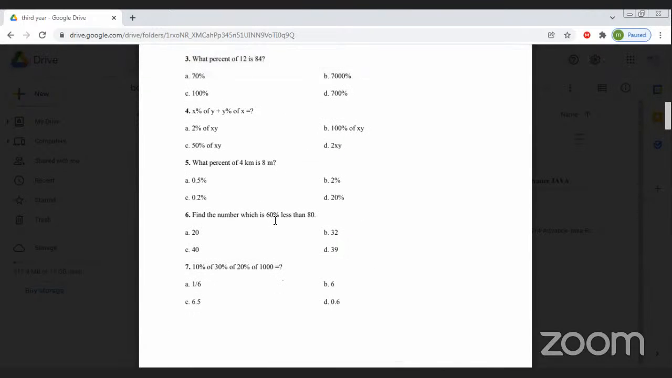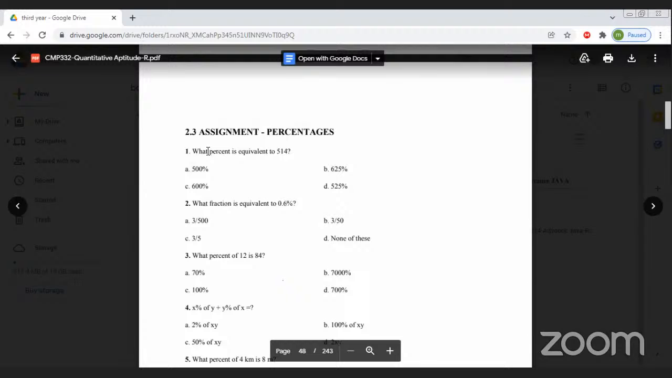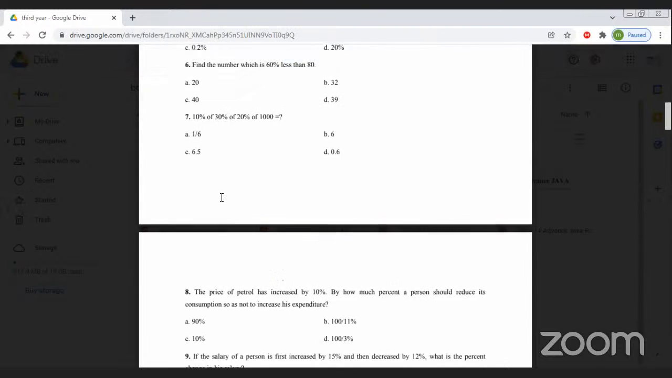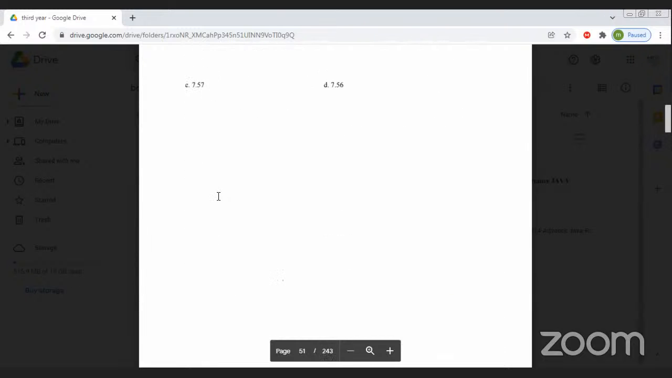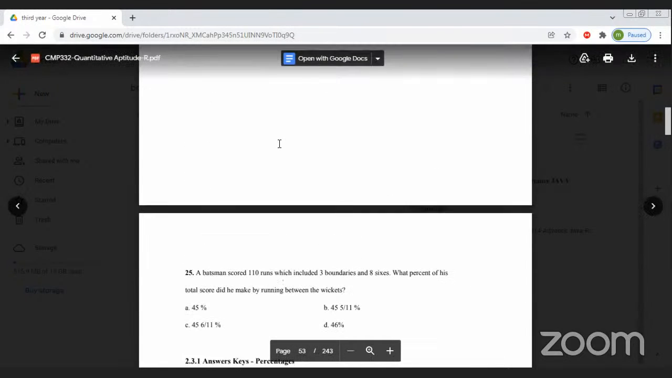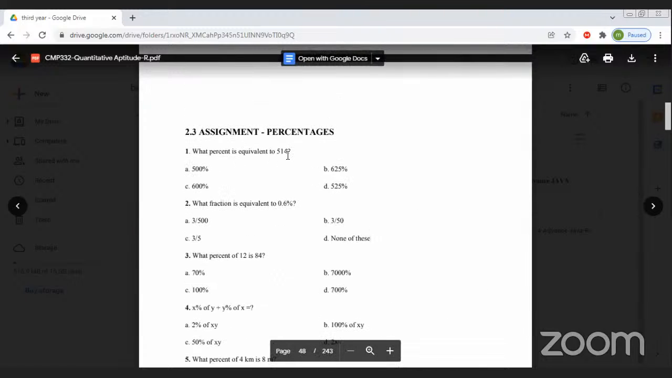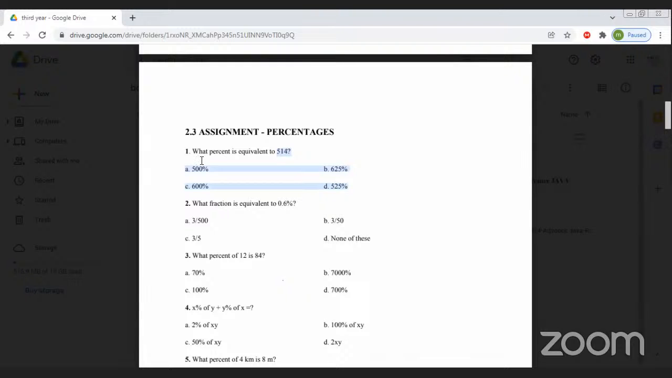Find a number which is 60% less than 80. So less than 80, how will you do it? See, what percent is equivalent to 5 and 4? How are you going to find it? You have 5 and 4, so equivalent to what? Either 500 or 525. Let's say, in the example part, question D, 525. Why? Because it is nearer to this number than this.